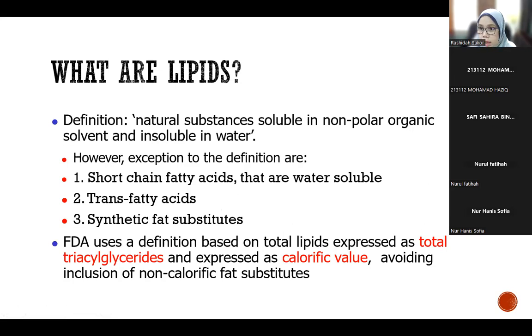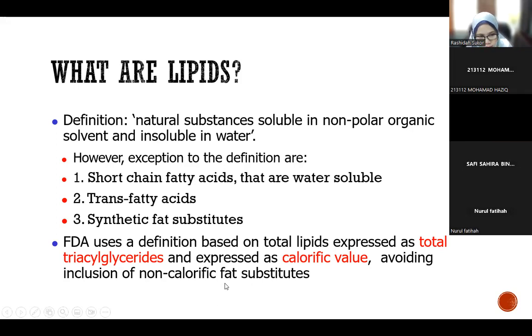All right. And then the FDA uses a definition based on total lipid expressed as triacylglyceride or triglyceride, we call it. So the total TAG, triacylglyceride, expressed as calorific value, meaning the calorie, avoiding inclusion of non-calorific fat substitute. So when we are talking about lipids, scientifically we normally call it triglycerides or triacylglycerides, TG or TAG.